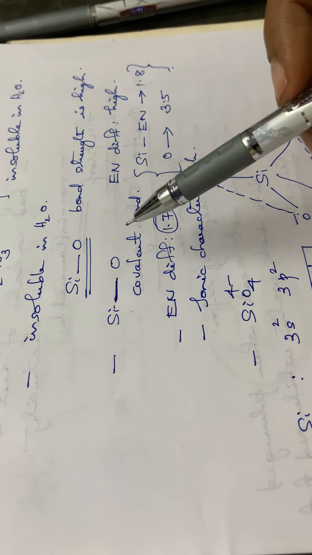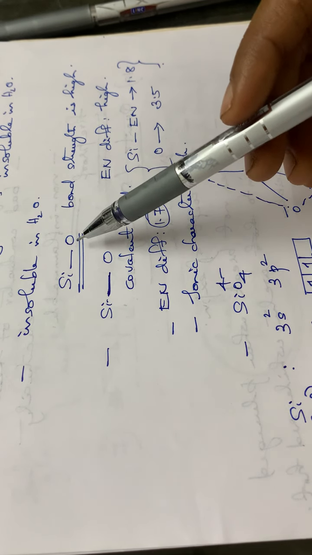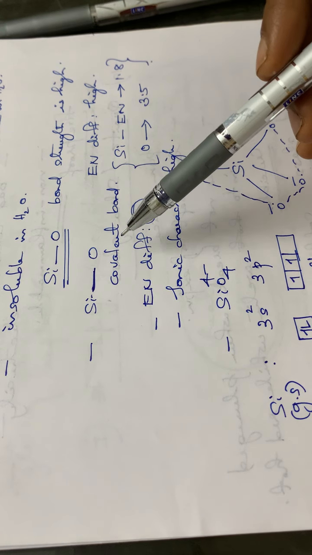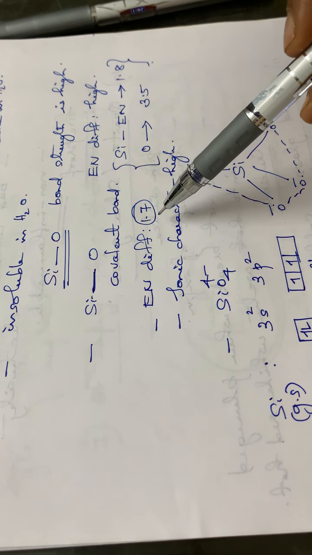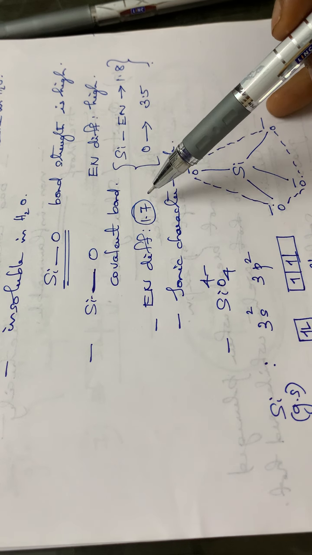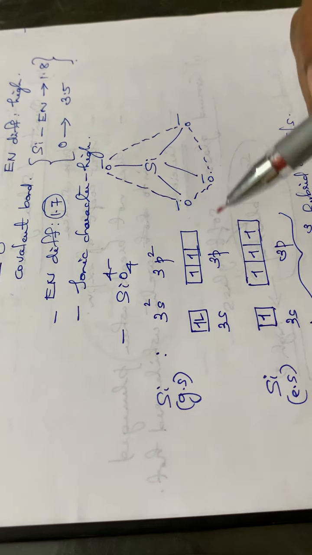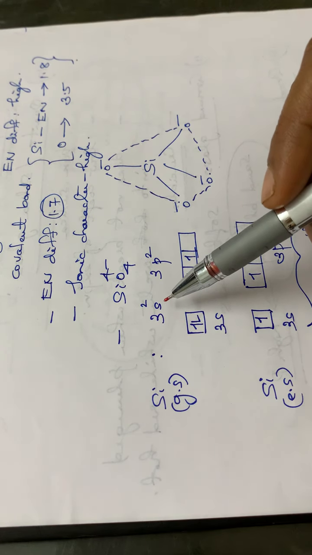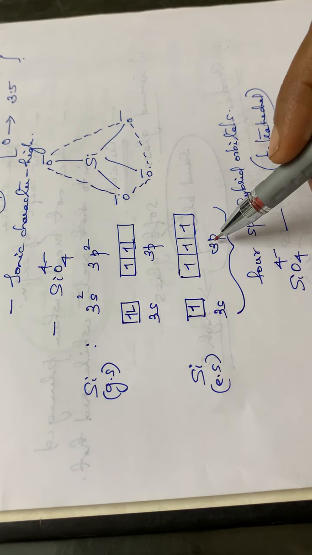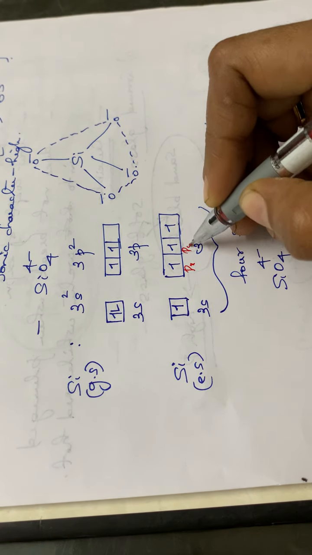Let us go through these points. Silicates are insoluble in water due to the high bond strength, and the Si-O bond is a covalent bond, but it exhibits very high ionic character due to the high electronegativity difference of about 1.7. Regarding the structure of silicate, the ground state configuration is 3s2 3p2, and the excited state configuration is 3s1, 3px1, 3py1 and 3pz1.